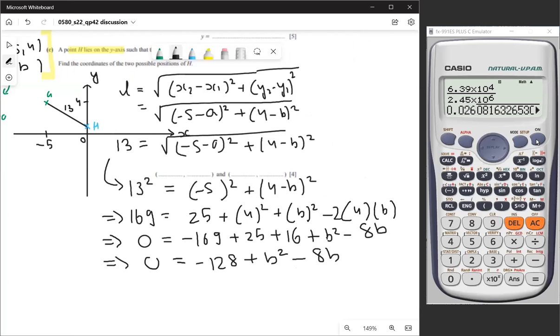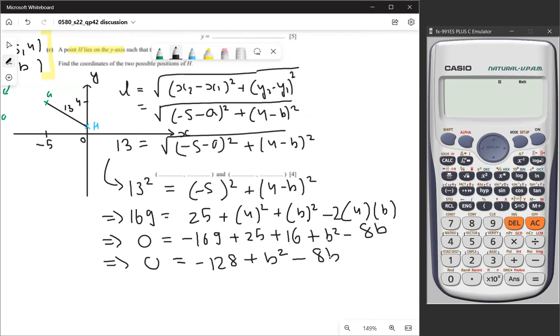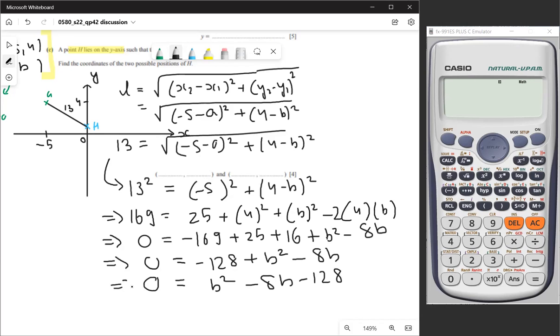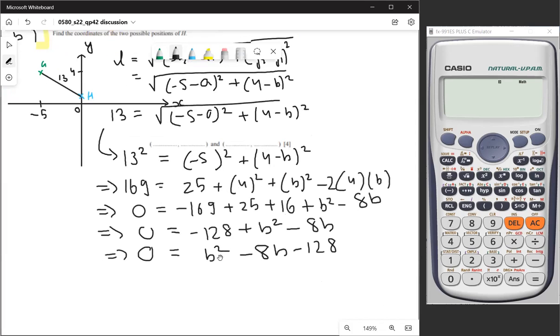We are able to do b square minus 8b, right? Yes, we can write it like this as well. Doesn't make a difference. Same thing. We have a quadratic equation.